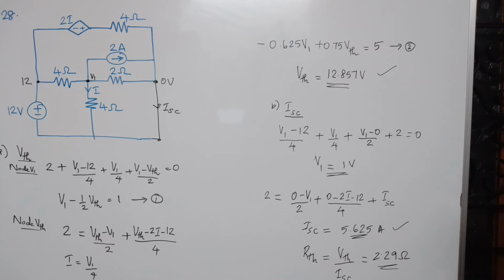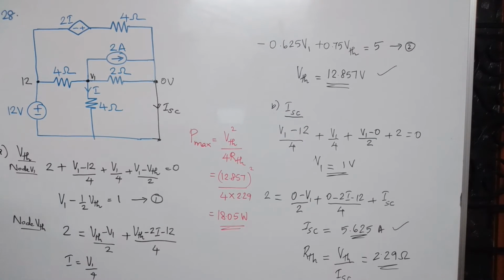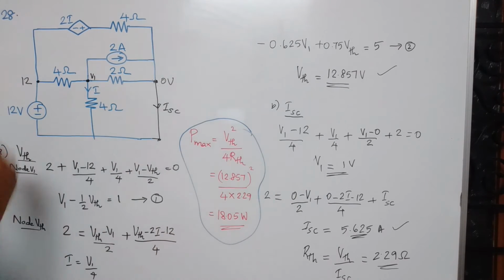Now we can find out Pmax. What is Pmax? Pmax is VTH squared by 4 RTH. So substituting for VTH and RTH, we will get Pmax equal to 12.857, the whole squared by 4 into 2.29. We will get it as 18.05 watts.